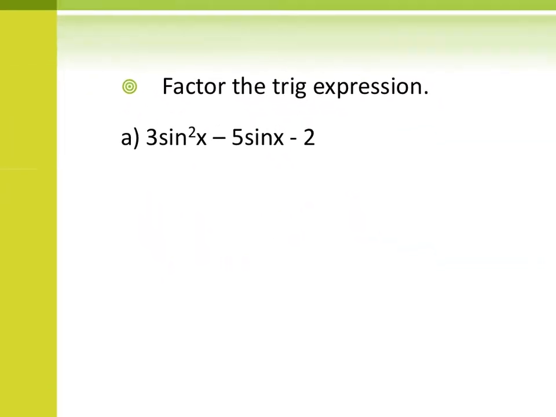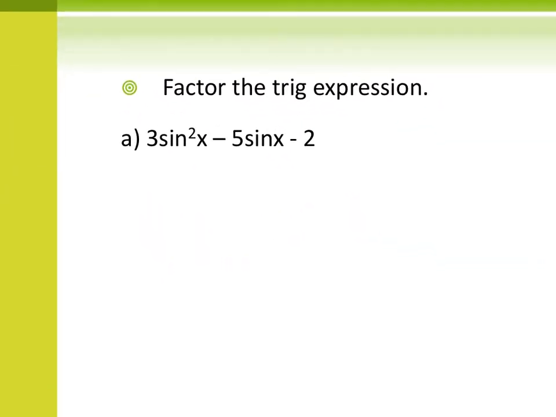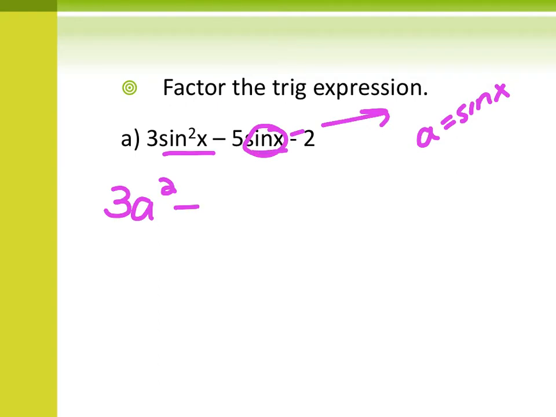All right, this one says factor the trig expression. So I want to factor this like we normally factor. What's in here now is a sine, which kind of can throw you. If I took sine out and said that a equals sine of x, so everywhere there's a sine, I'm going to replace it with a variable like a. This would be 3a squared minus a minus 2, and then hopefully we know how to factor that, right?